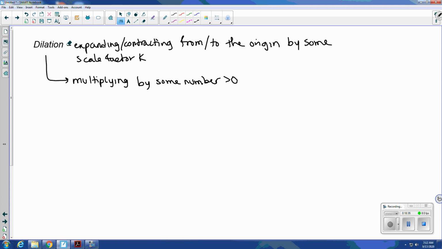If you end up multiplying by some number that's less than 0, that isn't -1, then you can identify that 2 transformations have occurred. You have a dilation because the number is not 1, but also because it's negative, there's a reflection there. So with dilations, we're looking at 2 possibilities. We're going to expand or contract.